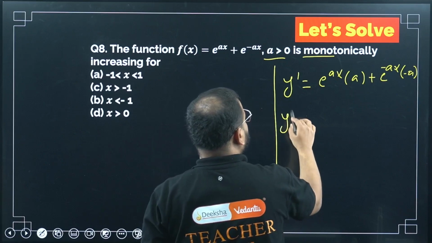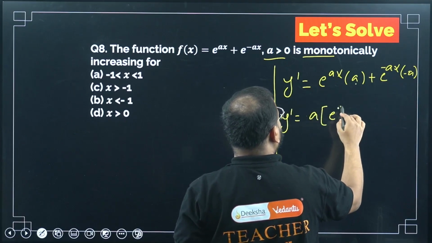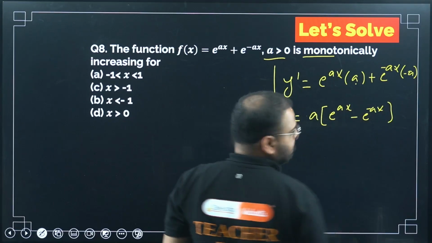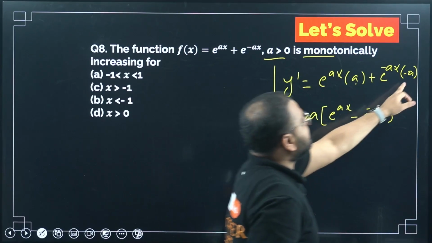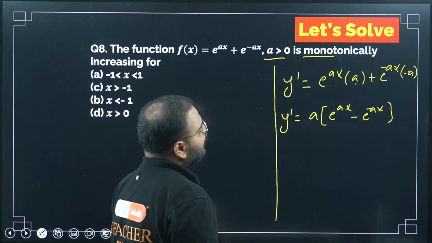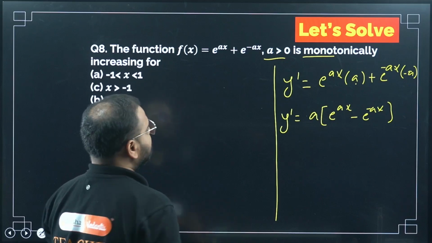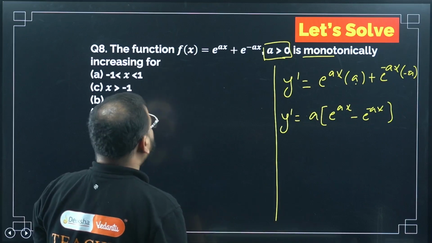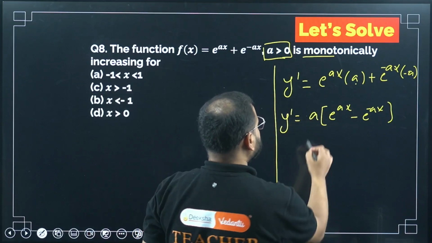What is my y dash then? Take a common, this a I can take common. I'll get e power ax minus e power minus ax. Is it right? Please check. Minus will come, this will make this as minus. This minus and this plus will become minus, and this will remain as it is. Okay, sir. Now, a is positive. They are saying that a is positive, sir. Means the trend will be only true for what? So this is positive.